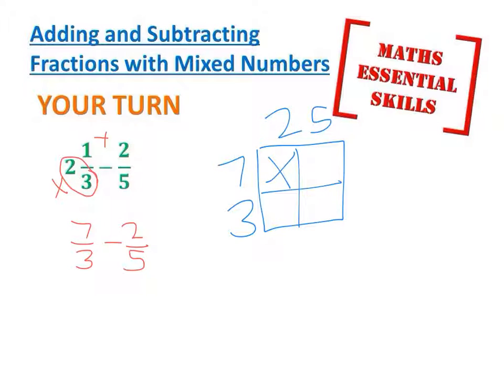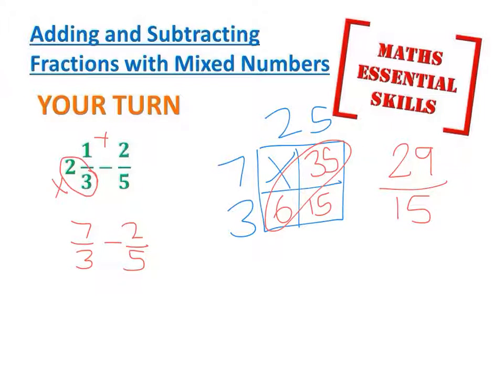Seven-thirds and 2/5. So 7 times 5 is 35. 2 times 3 is 6. 5 times 3 is 15. Sausage. Now on this particular question it's a subtraction again, so 35 subtract 6 makes 29. That's my numerator and my denominator is just 15.